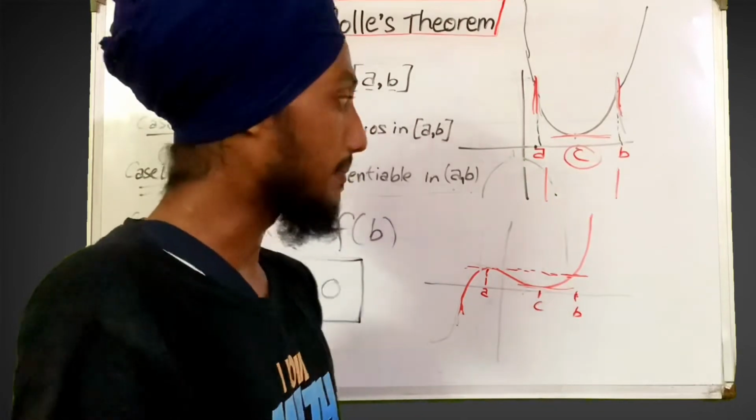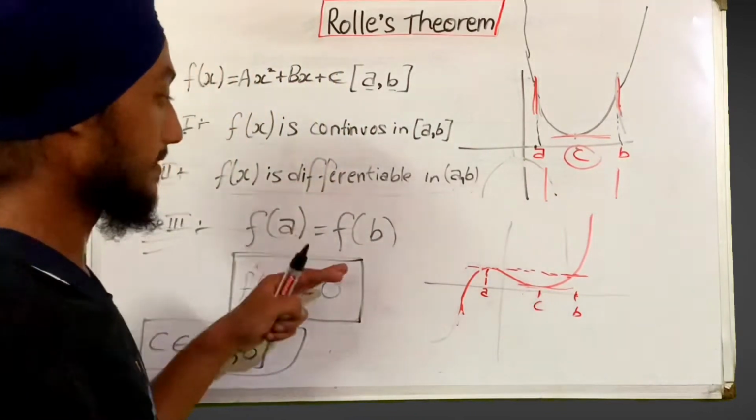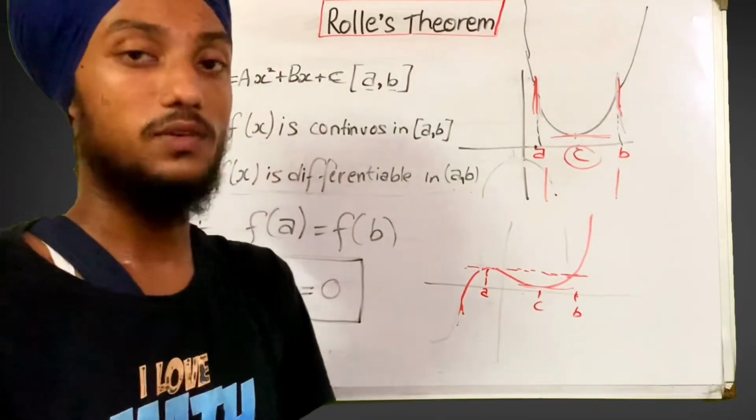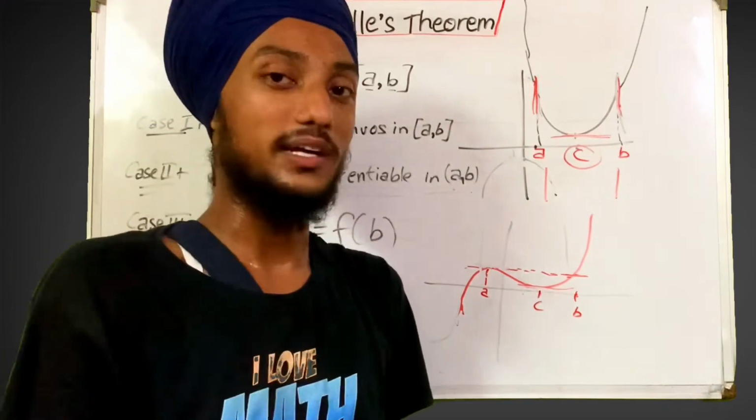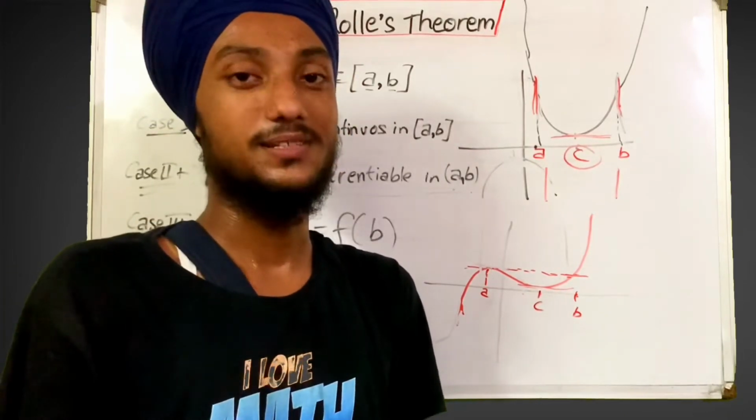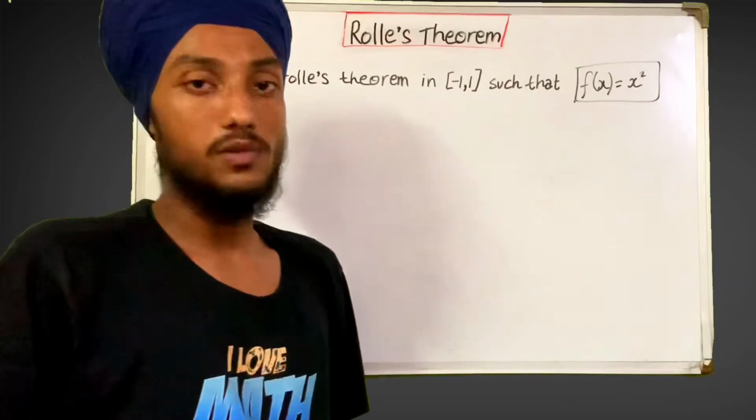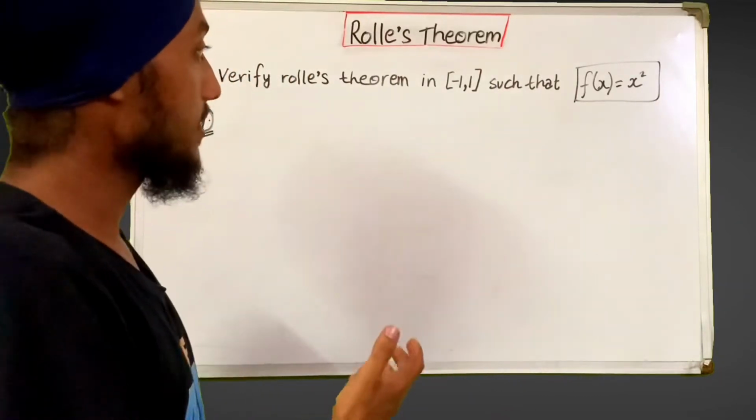So this can happen if we apply these three cases. This is just what Rolle's theorem would exactly tell us. So let's look at some examples. In this particular example, we are going to verify Rolle's theorem.